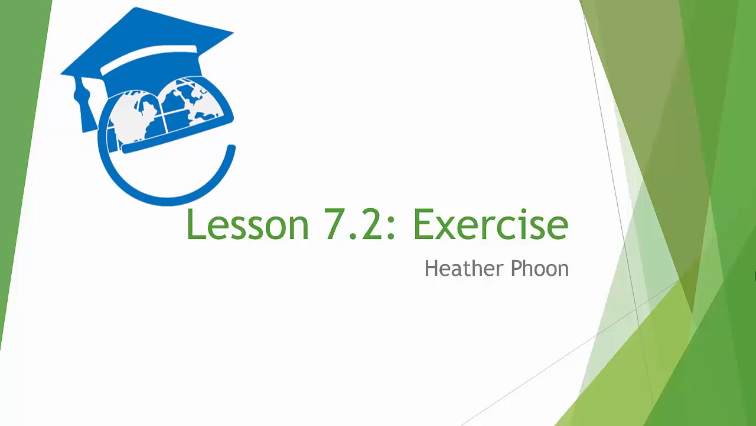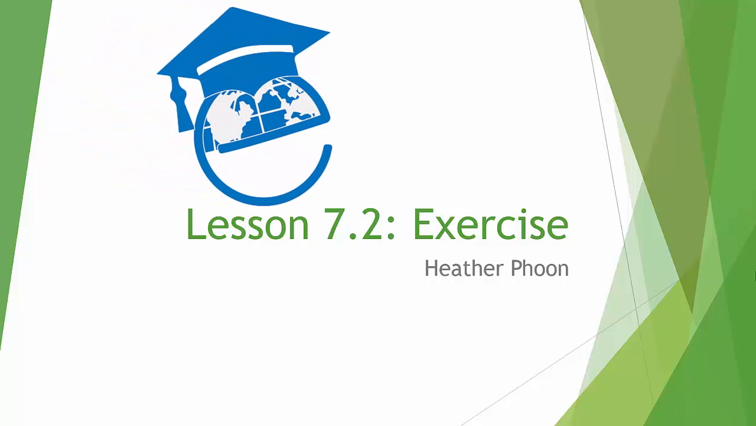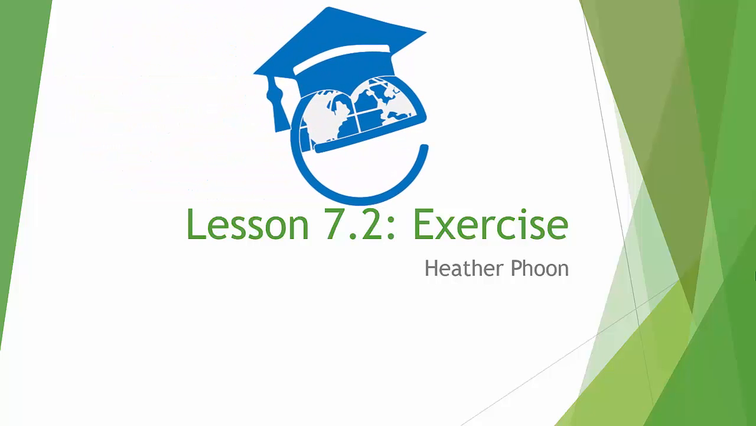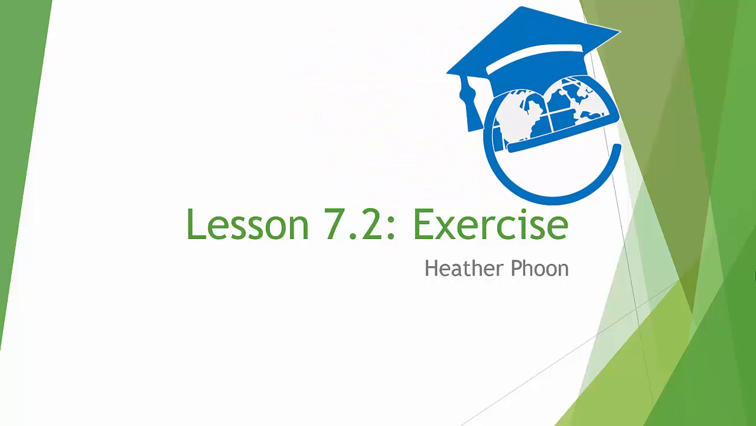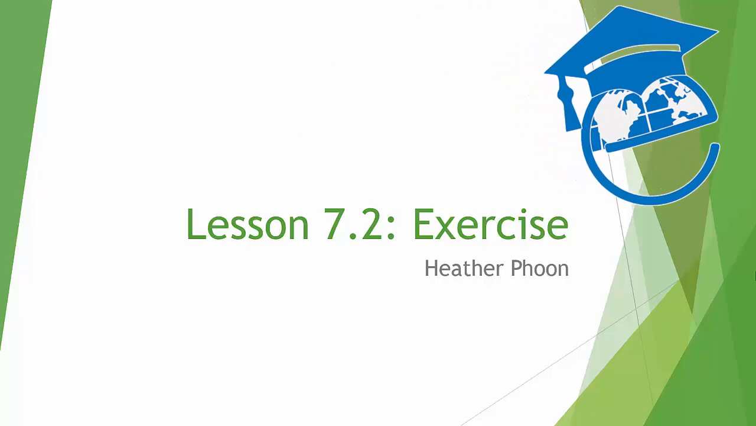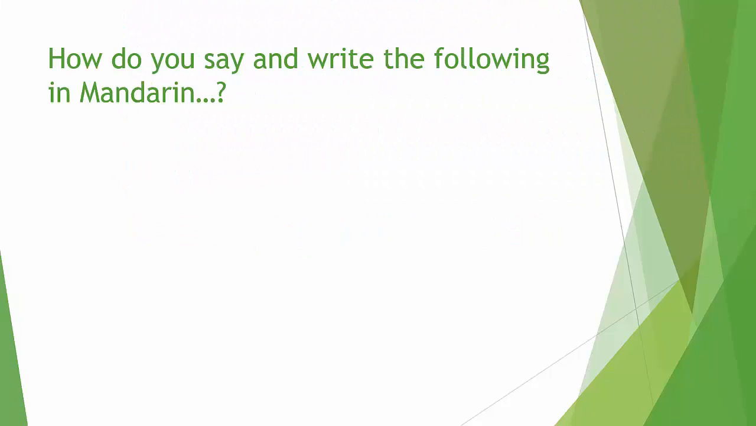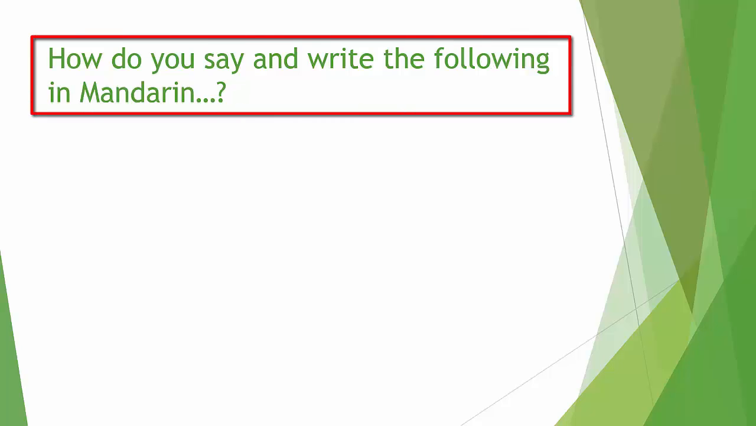This is lesson 7.2. It is the exercise for the previous two lessons that you have learned, which is numbers, quantifiers, and basic objects. The first exercise is, of course, as usual, the speaking and writing exercise. So I will present you with a number of English sentences and see if you can tell me how you say and write them in Mandarin.